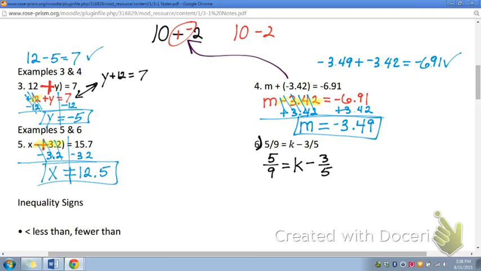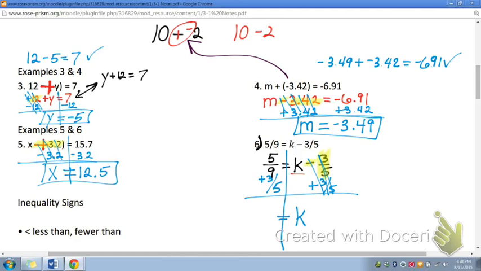I'm going to ask, what is happening to my variable? There's my k. What's happening to it? It's being subtracted by 3/5. What's the opposite of subtracting by 3/5? Well, that would be adding 3/5. So you add 3/5 to both sides. Negative 3/5 plus 3/5 cancel. I'm left with my k over here, which is fine.